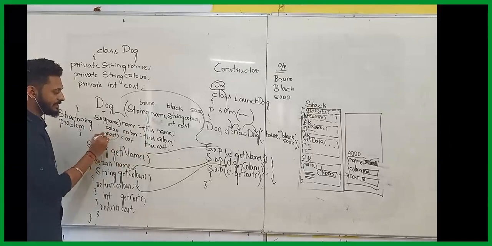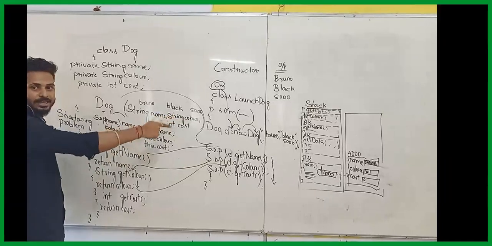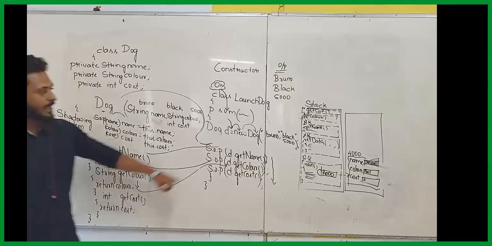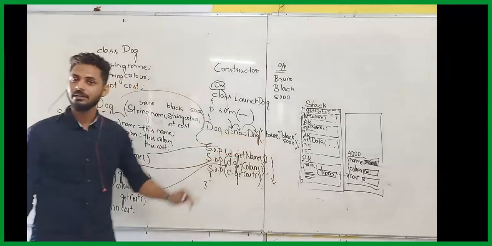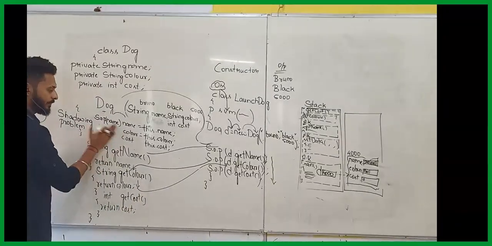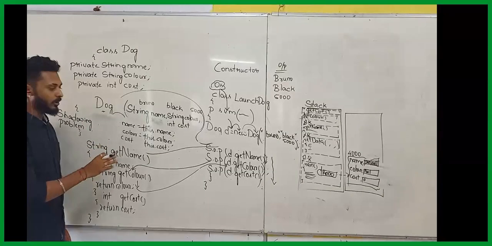If I print these names, or XYZ, when it is there and I try to print this, what will I get? Whatever I'm passing, I'll get the same thing. What am I passing? Bruno, black, and 5,000. Now, I got Bruno, black, 5,000 the first time. Next, what? Now I'm doing it here.